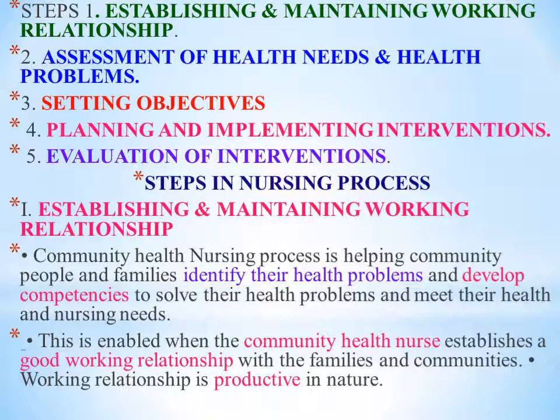Now going on to the steps of community health nursing process. First, you have to establish and maintain a working relationship. Second, assessment. Third, set objectives. Fourth, plan and implement interventions. Fifth, evaluation of interventions. The first step we'll see in detail, that is establishing and maintaining a working relationship.